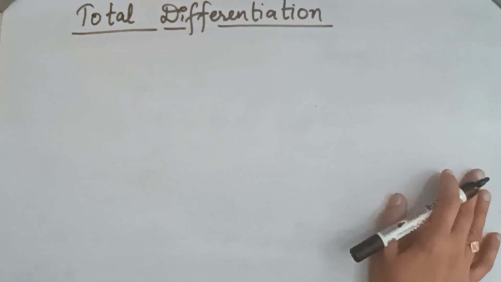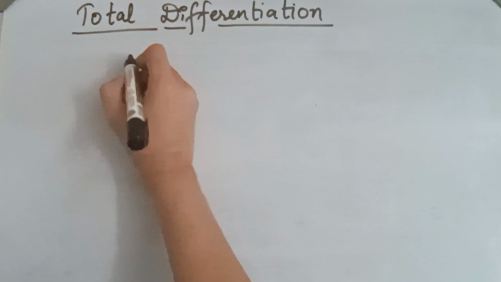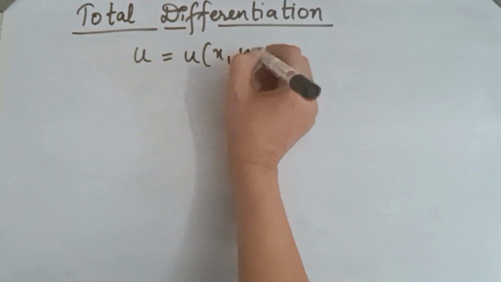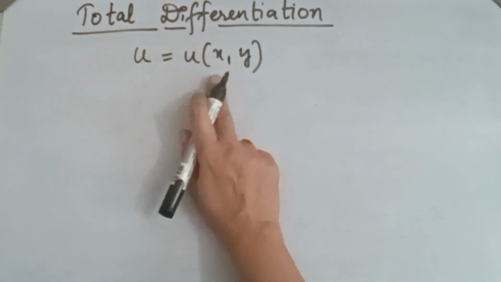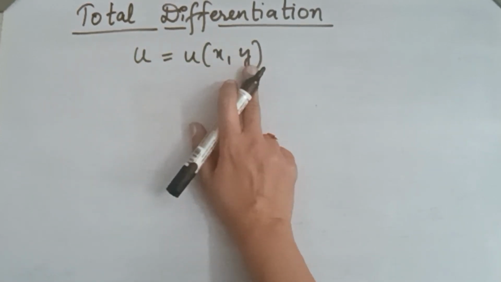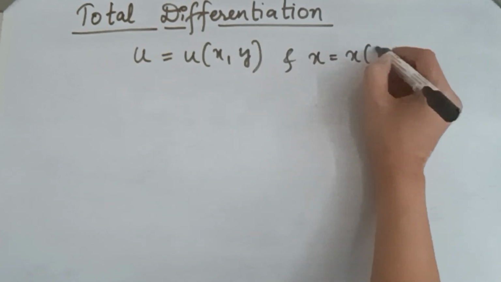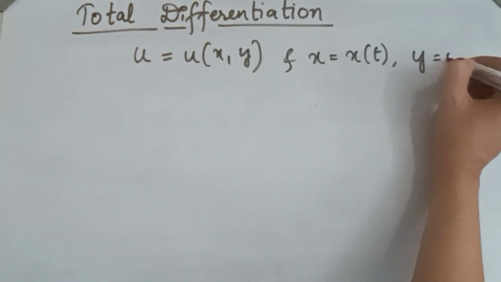In this video, I'll explain how to find the total derivative of a given function. Suppose you have a function u equal to u of x comma y. That means u is a function of two variables. x and y are the two independent variables, and x is a function of t. Also, y is a function of t.